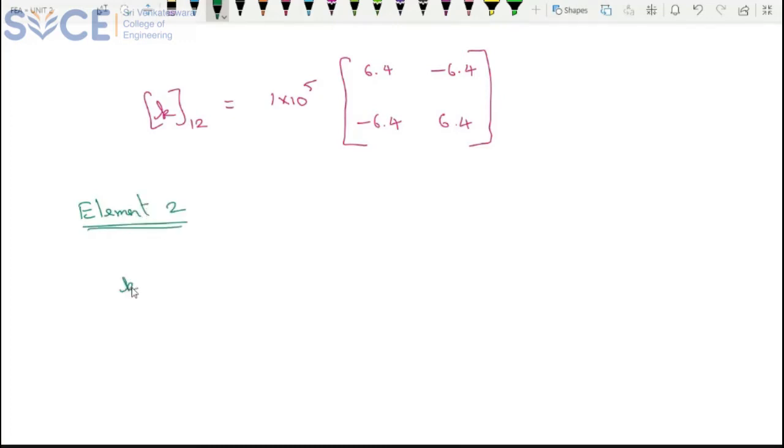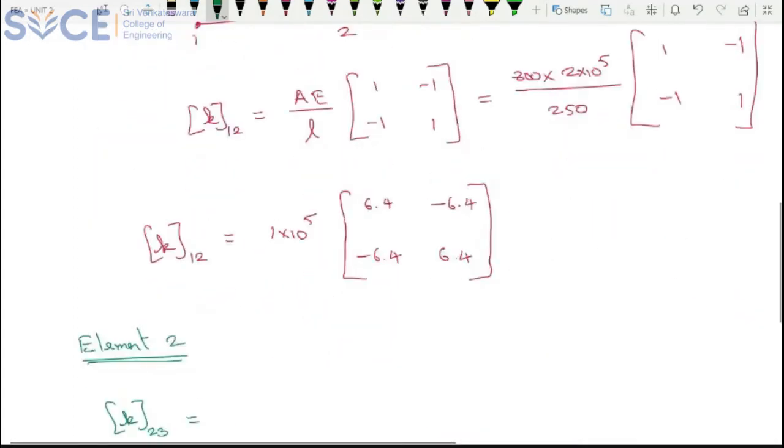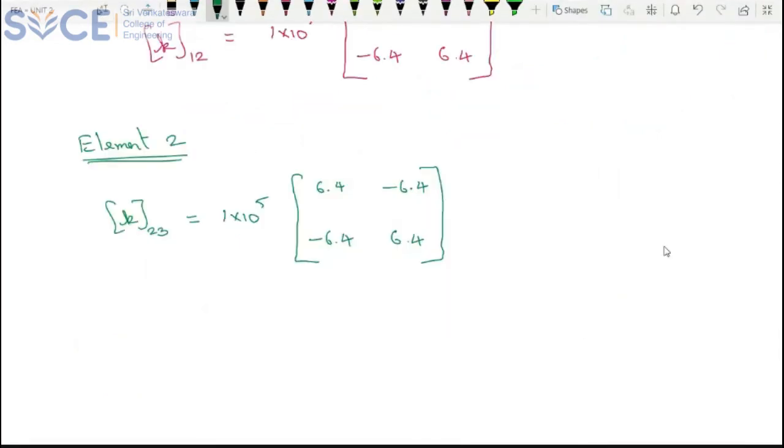So K23, connecting nodal points 2 and 3. Look at this particular thing. We are splitting at the middle, so your area is the same, which is 800. Your length is also the same, which is 250. There is no change in the stiffness matrix. Since there is no change, I can consider this same stiffness matrix directly. So element 2 is also over.